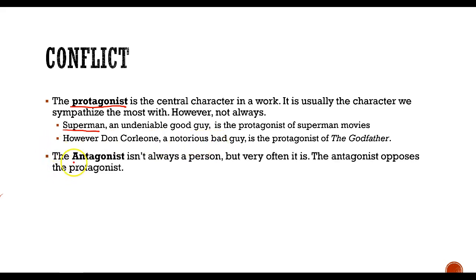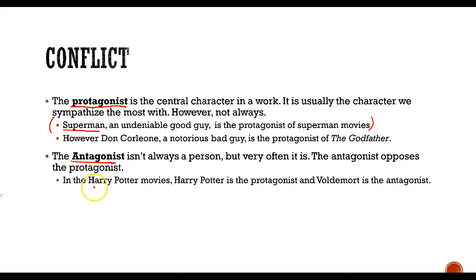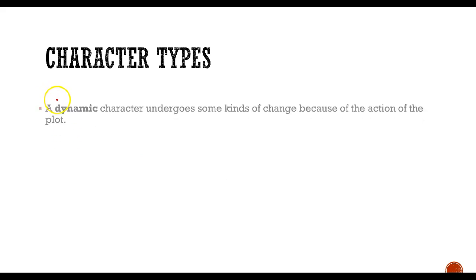The antagonist isn't always a person, but oftentimes the antagonist is a person who directly opposes the protagonist. For instance, in superhero movies, very often there's an anti-hero or a villain that opposes the superhero. So protagonist, hero, antagonist, villain. In the Harry Potter movies, for instance, Harry Potter's the protagonist, and Voldemort very often is the antagonist. There are many different types of characters that you can encounter in a story, too.